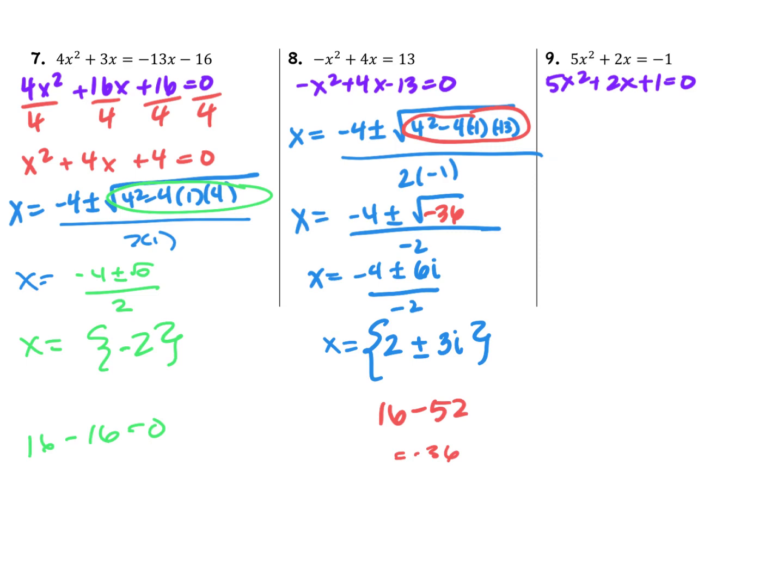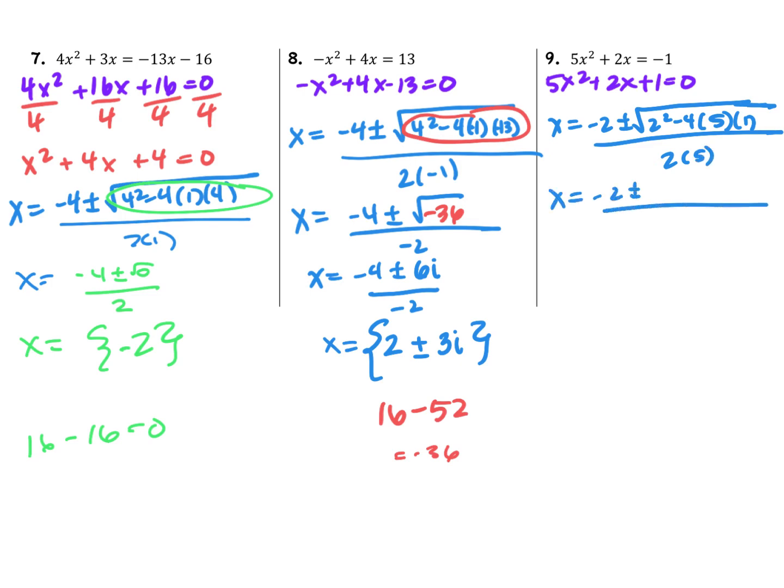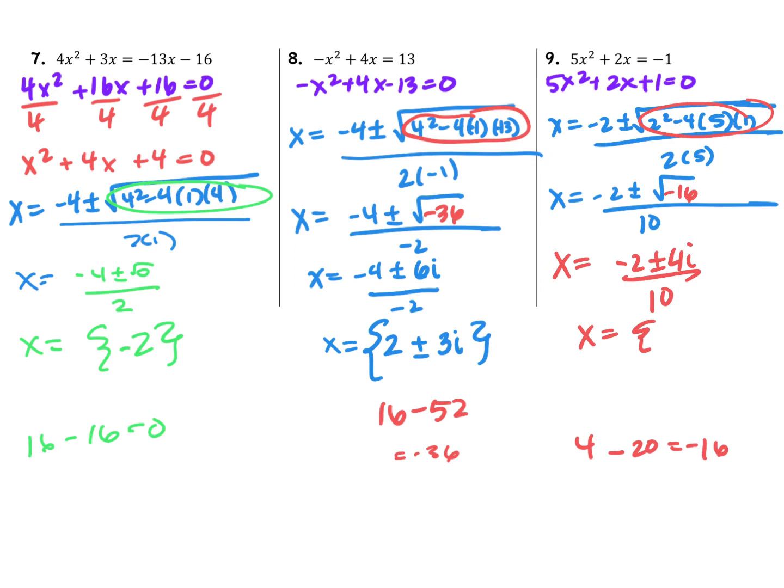And then the last one, x equals -2 plus or minus the square root of 2 squared minus 4 times 5 times 1, all over 2 times 5. So x equals -2 plus or minus... I'm going to go ahead and simplify this radical off to the side. So 4 minus 20, that's going to give me -16. And we know that we can take the square root of -16 to get plus or minus 4i. So -2 plus or minus 4i over 10. And again, we can simplify this to be -1 plus or minus 2i over 5.